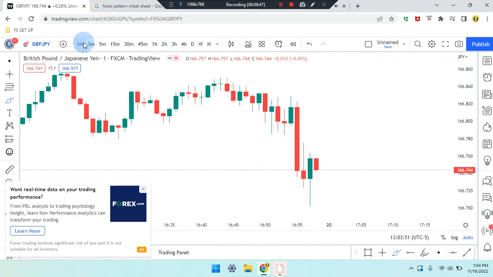And price second, third, fourth is in consolidation. Last 3 candles in consolidation on the 1-minute time frame. Okay guys, GBP JPY.